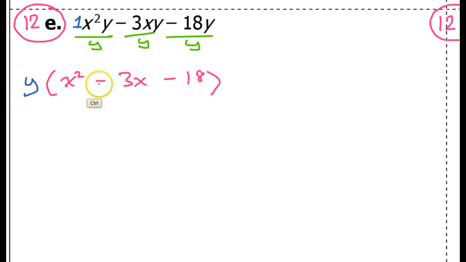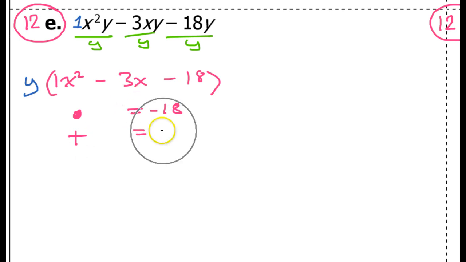Is this the final answer, or can we factor this more? Well, there's only one way to find out, and that's to try to factor it. So, box method. We need a product and a sum. The product has to be a times c, so that's negative 18. The sum has to be the b value, which is negative 3.